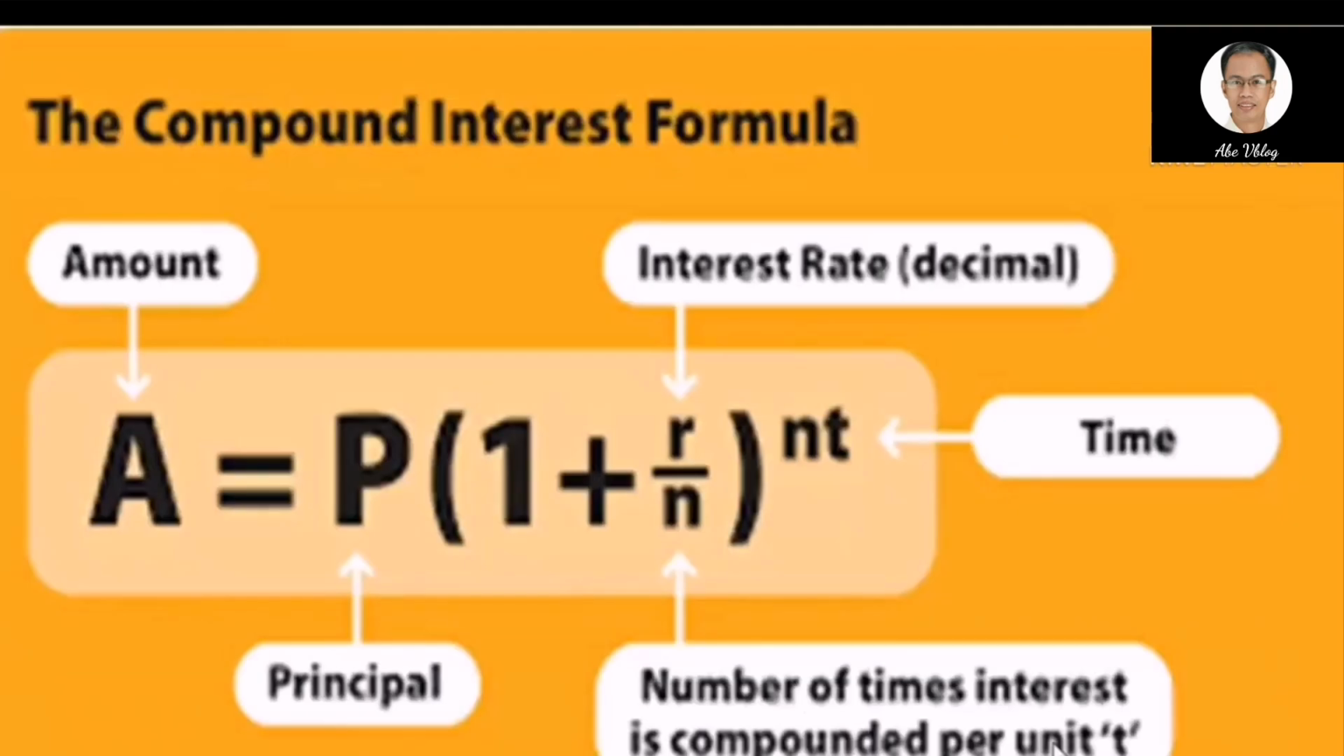Now, let's have the formula. A is equal to P multiplied by 1 plus r over n, raised to nt. A represents the amount. P, the principal amount. The r indicates the interest rate in decimal form. The t indicates the time or the term. While n is the number of times interest is compounded per unit of time.